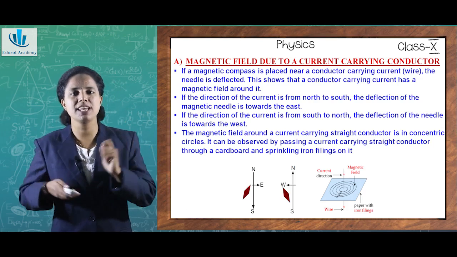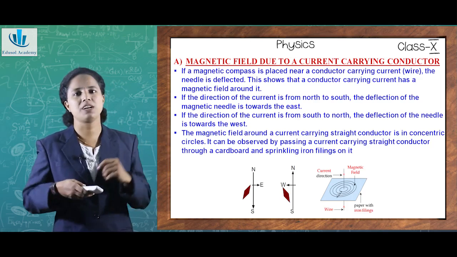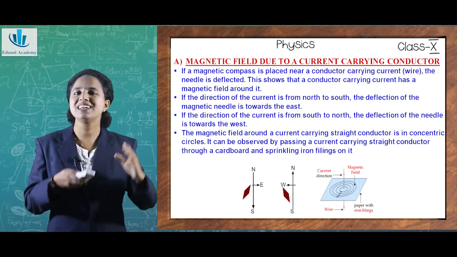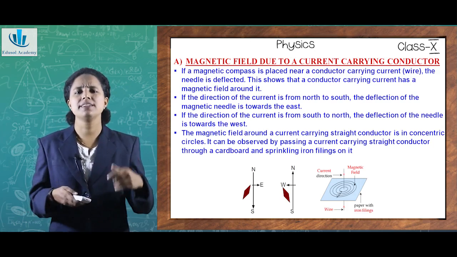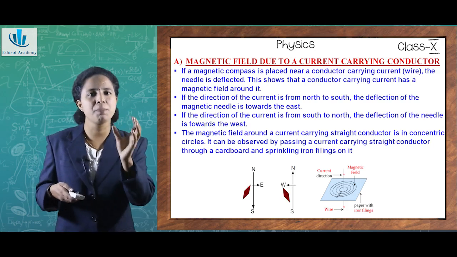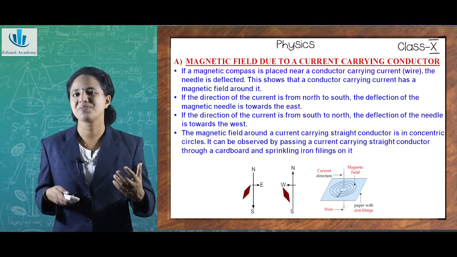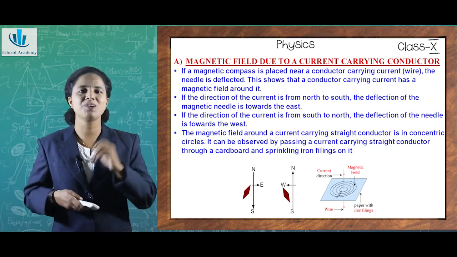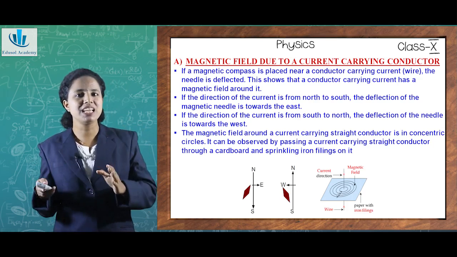In that case, what did we take? We took a current carrying conductor, isn't it? So here also, the same thing happens. If a magnetic compass is placed near a conductor carrying current, for example a wire, like the copper wire we took in the experiment, or any conducting wire, then what do you see? You will see that the needle is deflected. What does it conclude? It concludes that a conductor carrying current has a magnetic field around it.